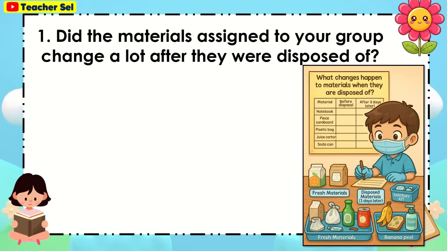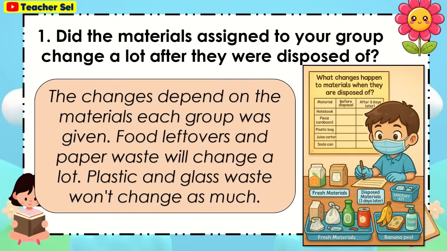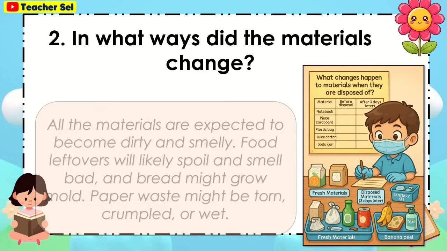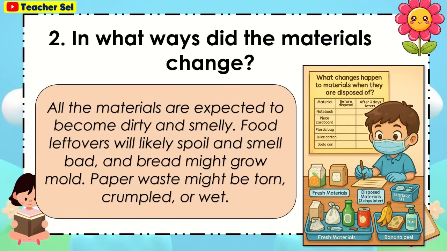Did the materials assigned to your group change a lot after they were disposed of? The changes depend on the materials each group was given. Food leftovers and paper waste will change a lot. Plastic and glass waste won't change as much. In what ways did the materials change? All the materials are expected to become dirty and smelly. Food leftovers will likely spoil and smell bad, and bread might grow mold. Paper waste might be torn, crumpled, or wet.